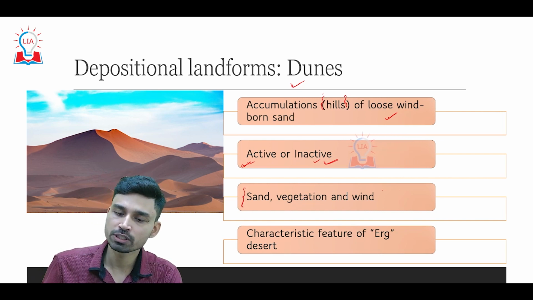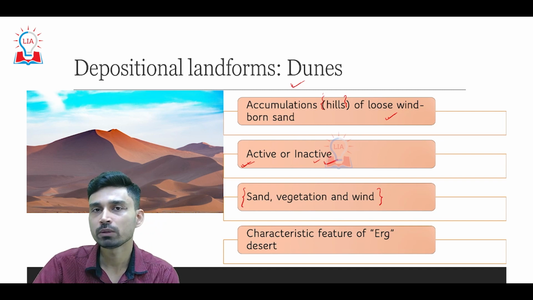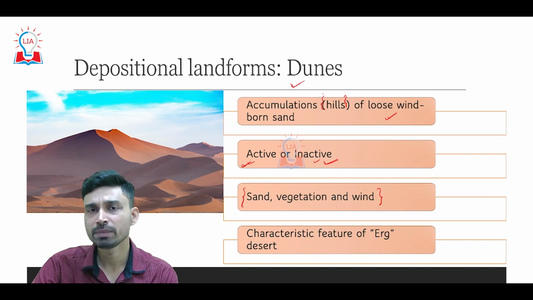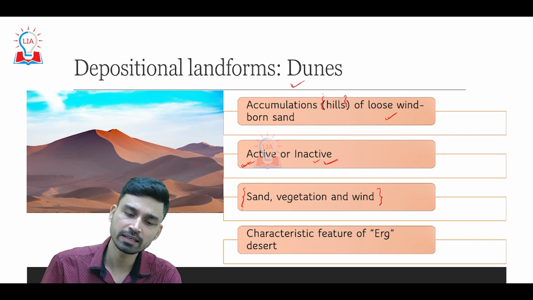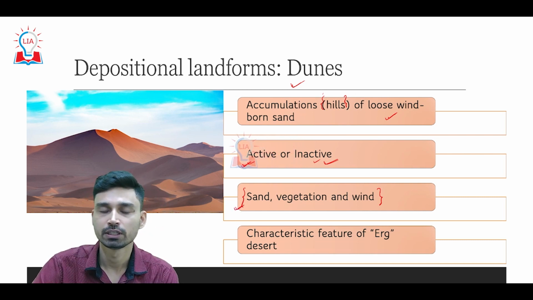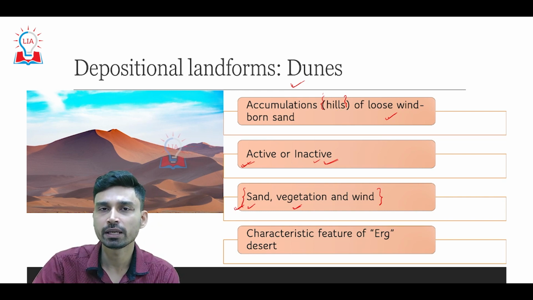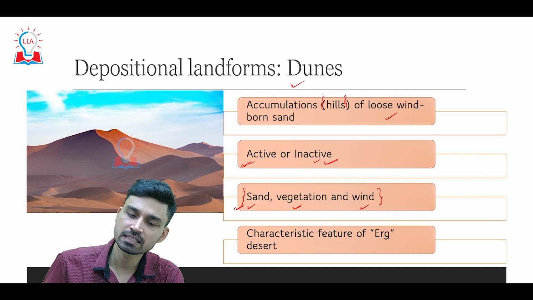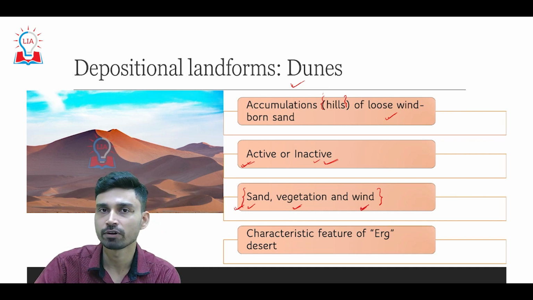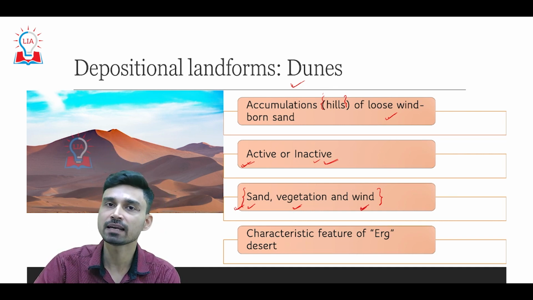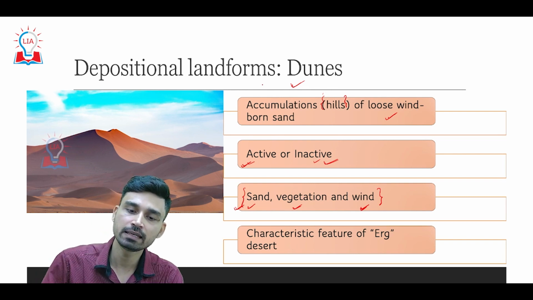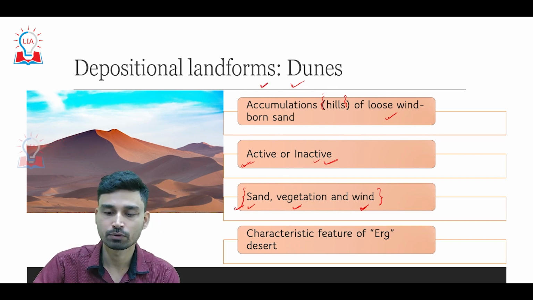Also, what geologists have come to understand is that the nature of these dunes, how high they will be, and the speed of their movement are determined by three major factors. The first is the amount of sand being carried by the wind. Second is the density of vegetation present in the desert area through which the winds are blowing. And third is the speed of the wind itself. So sand, vegetation, and wind are the three major parameters that characterize different types of dunes.